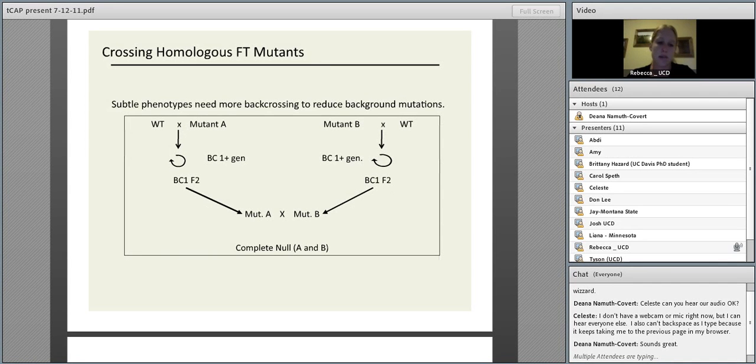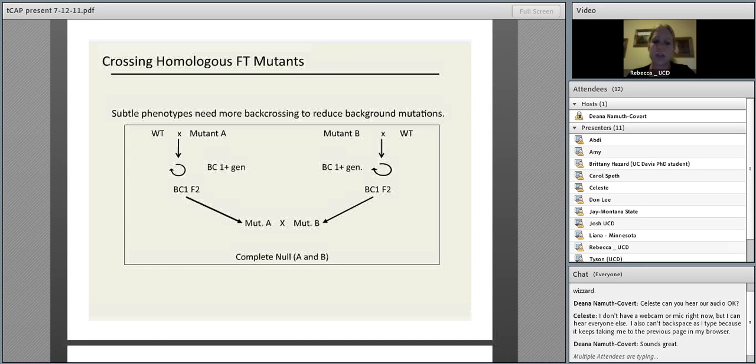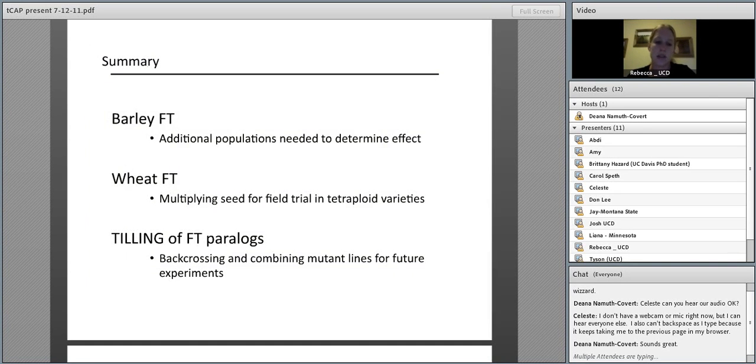So, like I said, backcross generations are necessary to reduce that background mutation before crossing them together in order to ensure that the phenotype that we're seeing is related to the mutation that we think we're looking at. And the more subtle the phenotype that you have, say a couple days difference in flowering time, more backcrossing is necessary to be able to see this mutation or this phenotype.